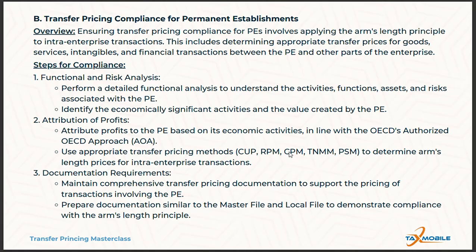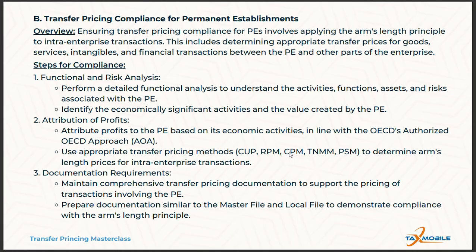The arm's length principle ensures that transactions between the permanent establishment and the other parts of the enterprise are valued in the same way as they would be if they were made between unrelated parties. Compliance with transfer pricing regulations is critical to avoid tax disputes and to ensure fair taxation between the host country where the permanent establishment is located and the home country where the parent company is headquartered. Now, steps for compliance.